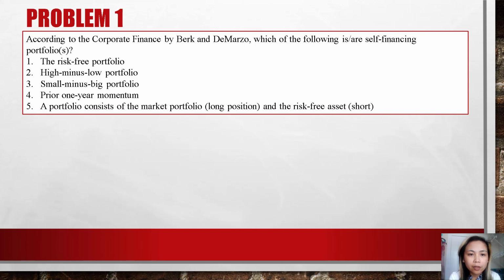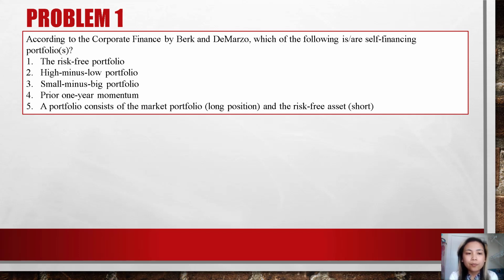According to Corporate Finance by Berk and DeMarzo, which of the following are self-financing portfolios? 1. The risk-free portfolio. 2. High minus low portfolio. 3. Small minus big portfolio. 4. Prior 1-year momentum portfolio. 5. A portfolio consists of the market portfolio long position and the risk-free asset short position.